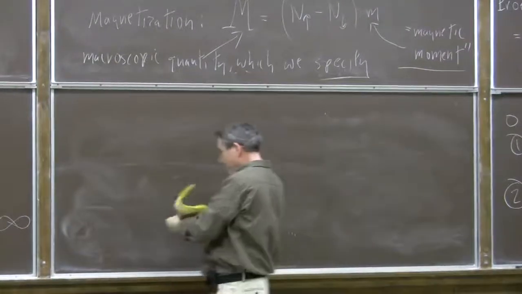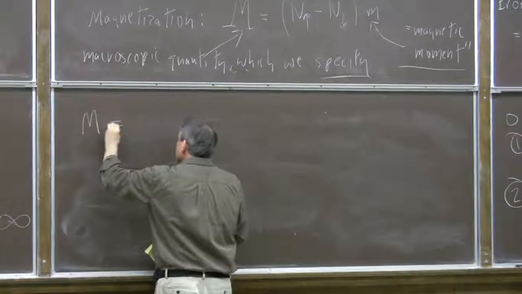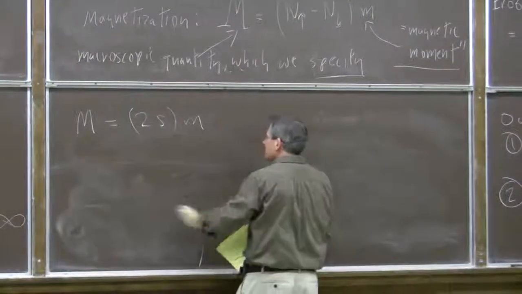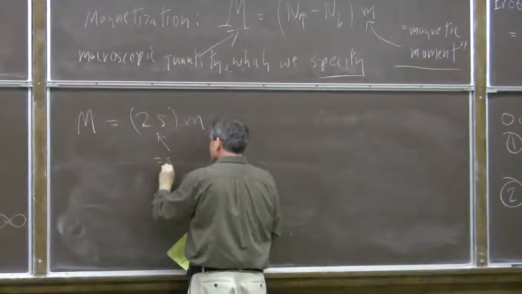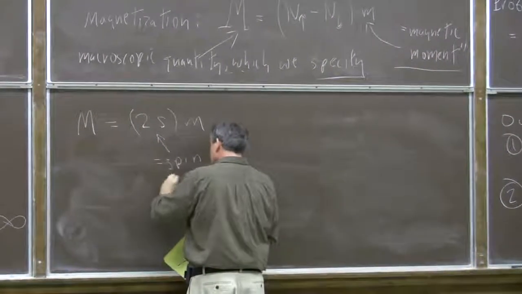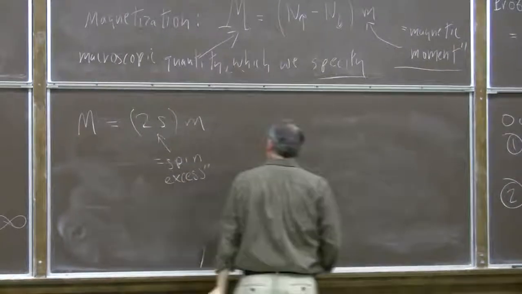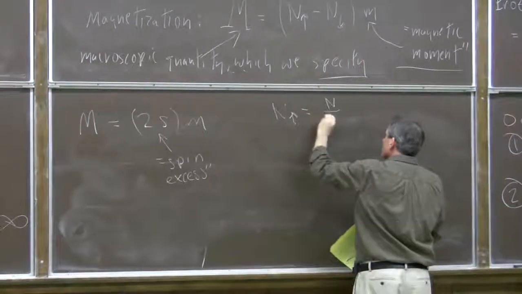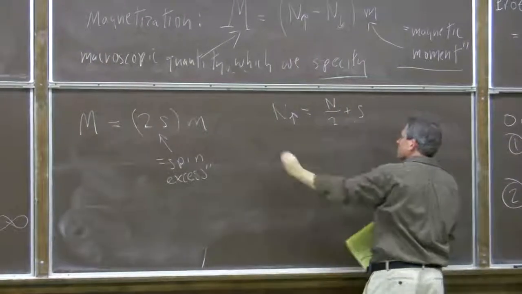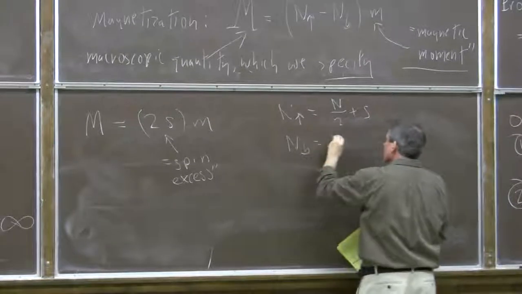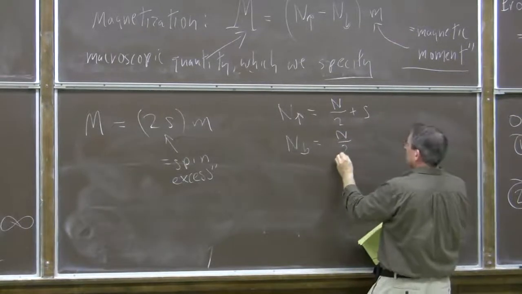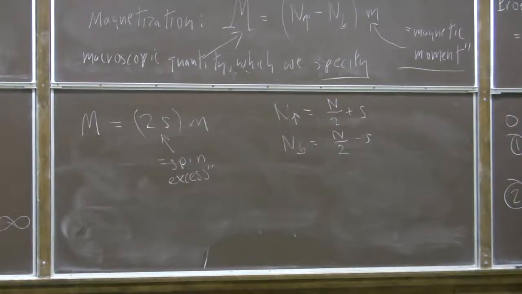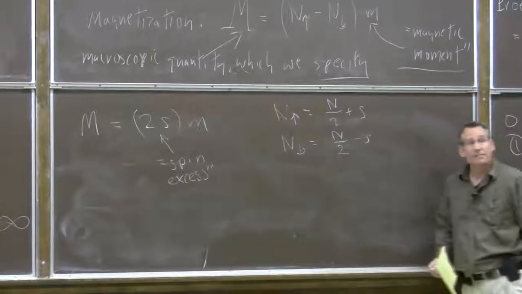So actually I can write the magnetization. It's convenient to write it as something I'll call 2s times the magnetic moment. This is, just to give it a name, I'll call it the spin excess. So in other words, I can write the number of up spins as half of the spins plus s, and the number of down spins is half of the spins minus s. The sum is n, and the difference between the number up and the number down is 2s.